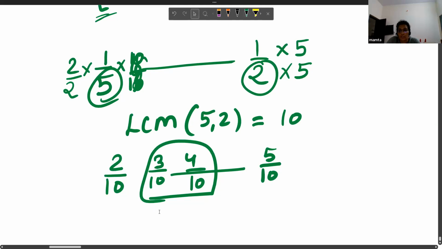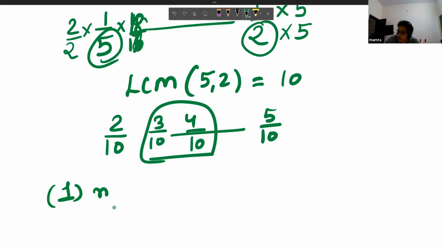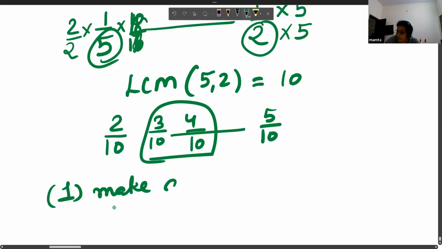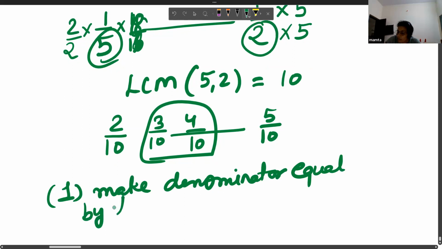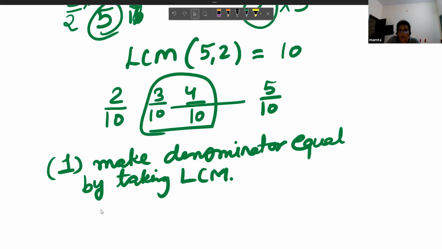Did you understand? So what is the process? You have to make the denominator equal. Please note it down. Make the denominator equal by taking LCM. Okay. So after taking LCM, the denominator must be same as the LCM.